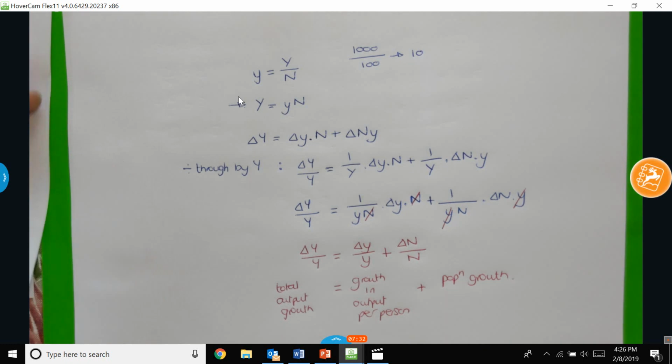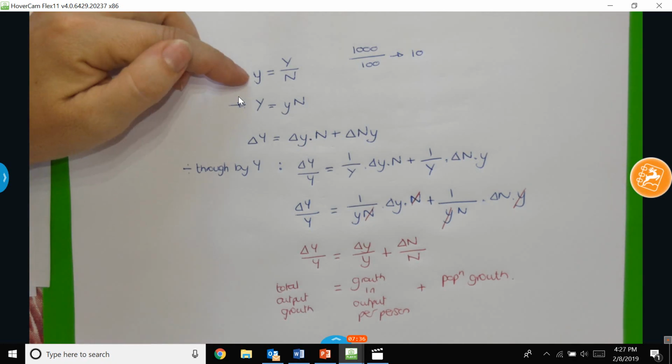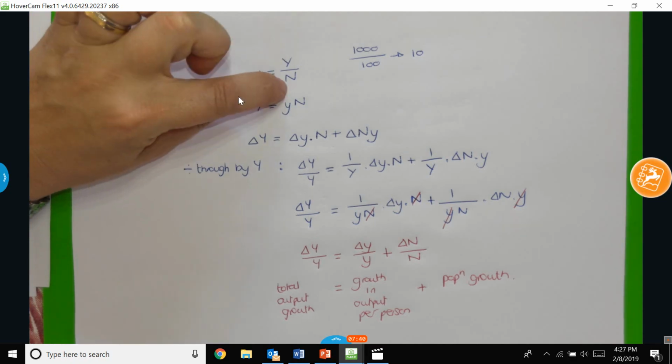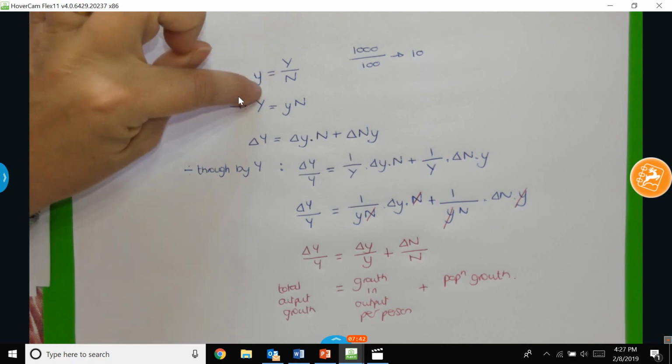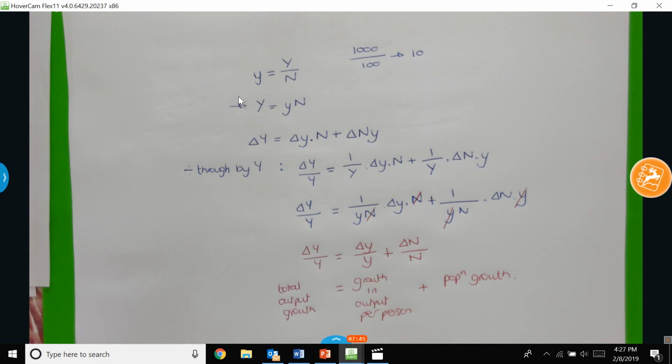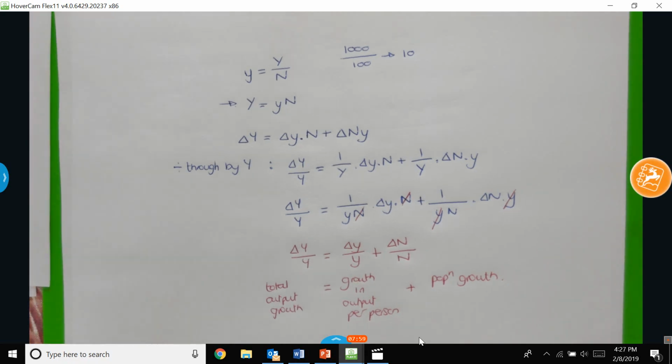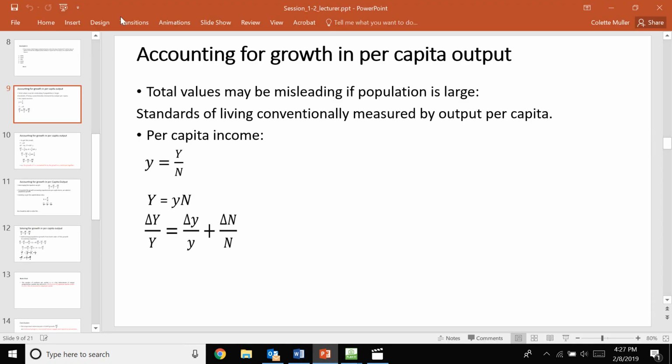Okay, so what we've done is we've transformed what is simply a relationship between total output and the population size and working out output per person. We've transformed that to be able to understand how the growth rate in total output relates to the growth in output per person and the population growth rate. Alright, now that we have gone through that, let's move back to the slides.